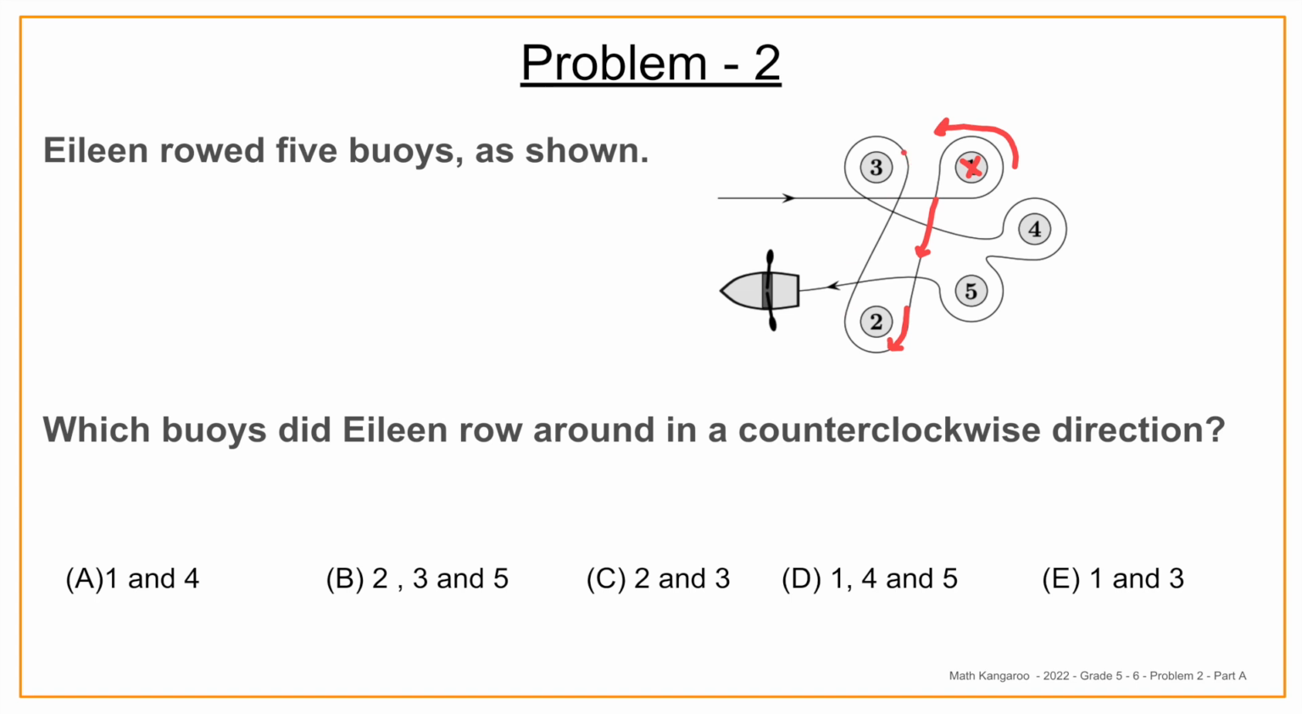And then we move and this goes anti-clockwise again. So this is second, and then we move here and that goes in this direction, that is clockwise, and then it comes here. So we have option 1 and 3. That is our answer, option E.